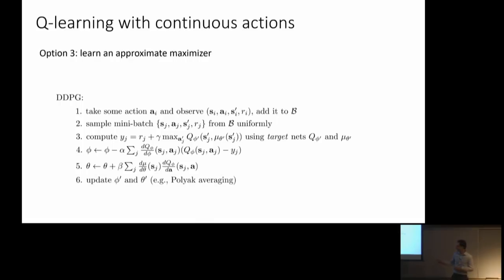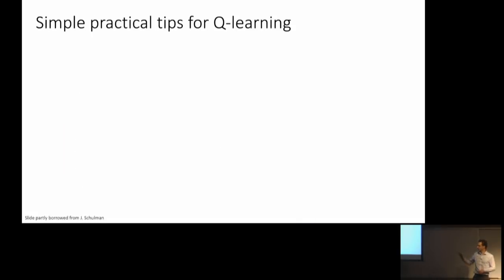And then you're going to update the target network parameters phi prime and theta prime using whatever target network update you want, either the Polyak averaging thing or doing the hard update every n steps. So that's the DDPG algorithm. Okay, was there a question?